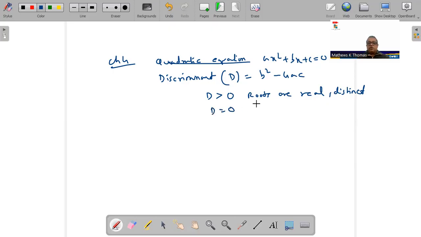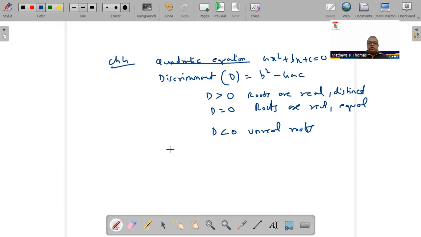If discriminant is 0, then roots are going to be real and equal. Real and equal means you will get two answers, but both of them will be equal. So it will be 2, 2, 3, 3, like that. So here we are having real, here also real, but here you will get two different answers. Here you will get two same answers. If d is less than 0, then we will have unreal roots. If d is less than 0, unreal roots.